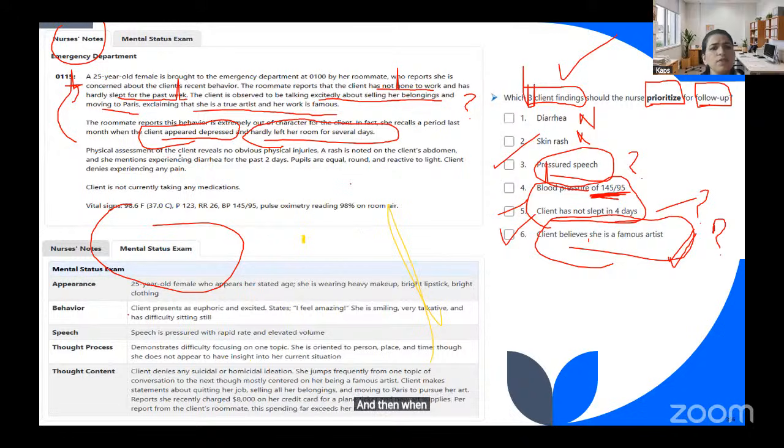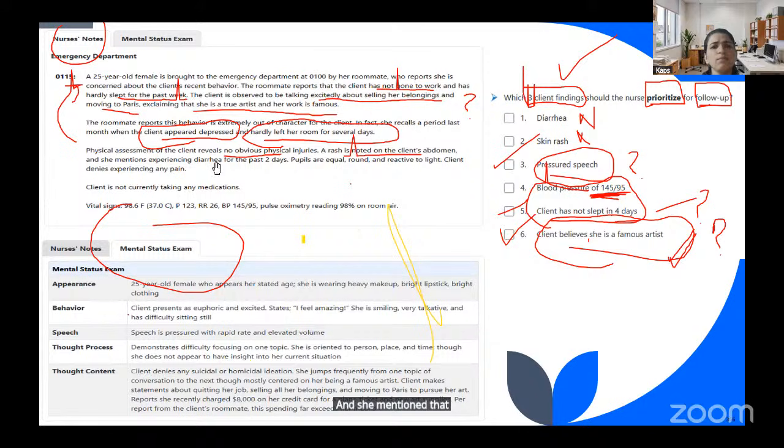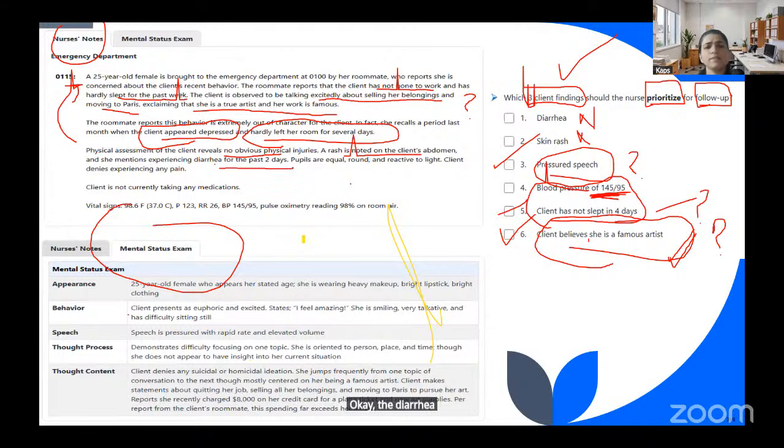And then when you see the physical assessments in here, you don't find any physical injury, but a rash is noted on the abdomen area. And she mentioned that she has had diarrhea for the past 2 days. Okay. So now pupils are equal, round, reactive to light, but she denies any pain still, right? So round, equal, reactive, I'm not concerned about it. Denies any pain, I'm not concerned about it. Okay, we'll think about the diarrhea later.